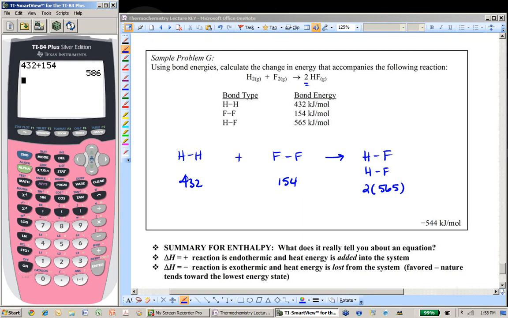What was your payoff? You were paid more energy. I can eyeball it and tell, right? So that value was 2 times 565. So that's my payoff, which is greater. So what's the difference between these?